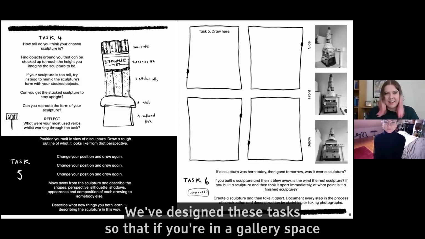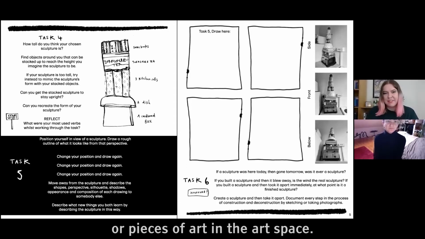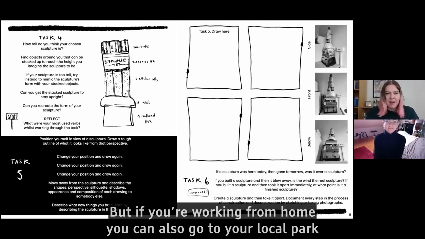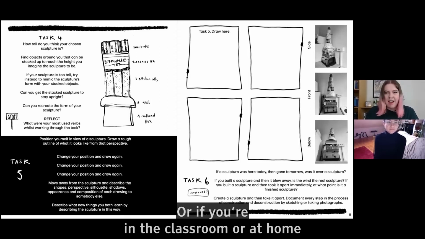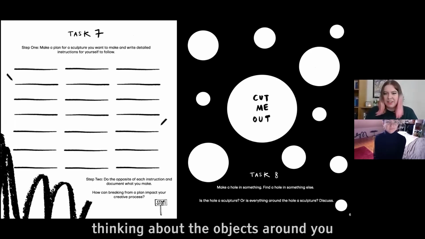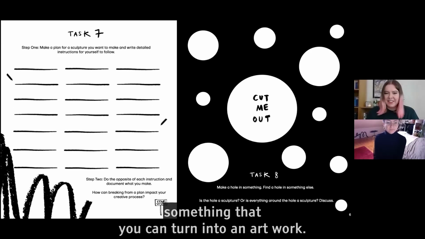We've designed these tasks so that if you're in a gallery space, you can work through them by choosing sculptures or pieces of art in the art space. But if you're working from home, you can also go to your local park and think about the kind of statues and sculptures you might encounter there. Or if you're in the classroom or at home, thinking about the objects around you and how we can imagine those objects as being something that you can turn into an artwork.